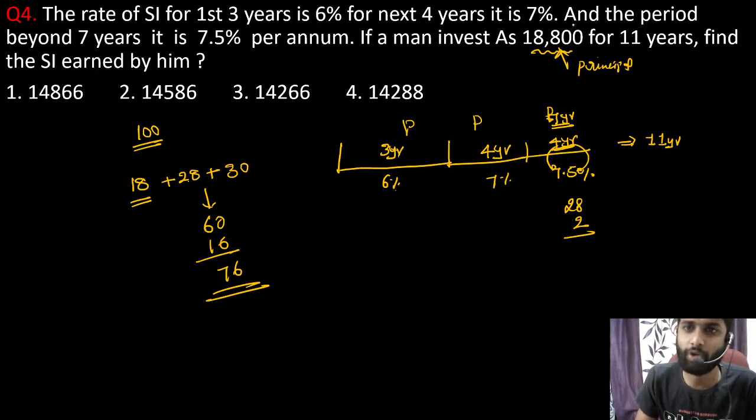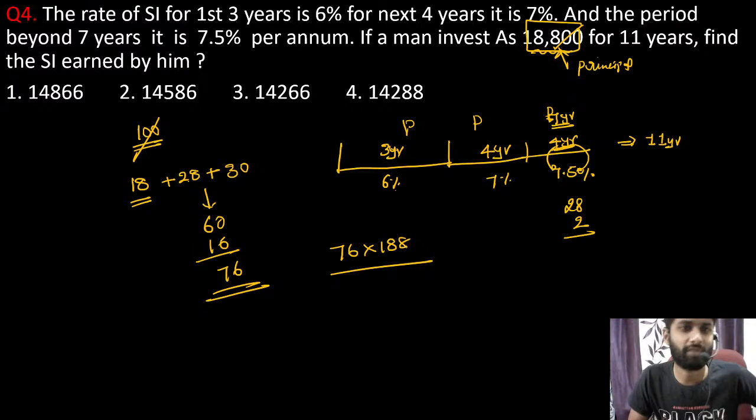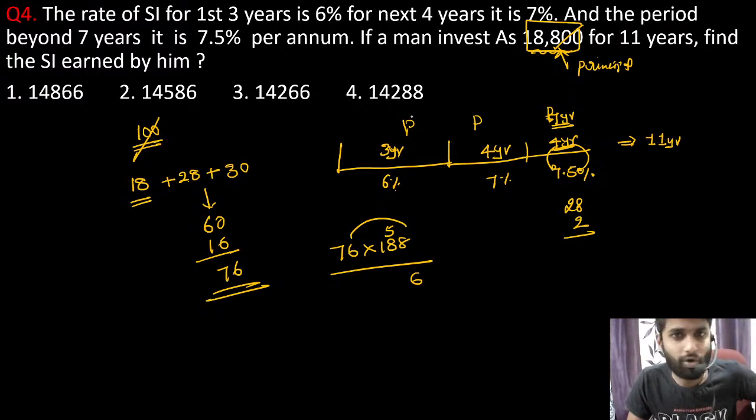Means if the total value becomes 18,800, now two zeros cancel. Now 76 into 188 is equal to how much? Now see, 7 8s are 56. It's a 5 here. So we have a 6 as common in the 3 options. Go through the entire calculation.